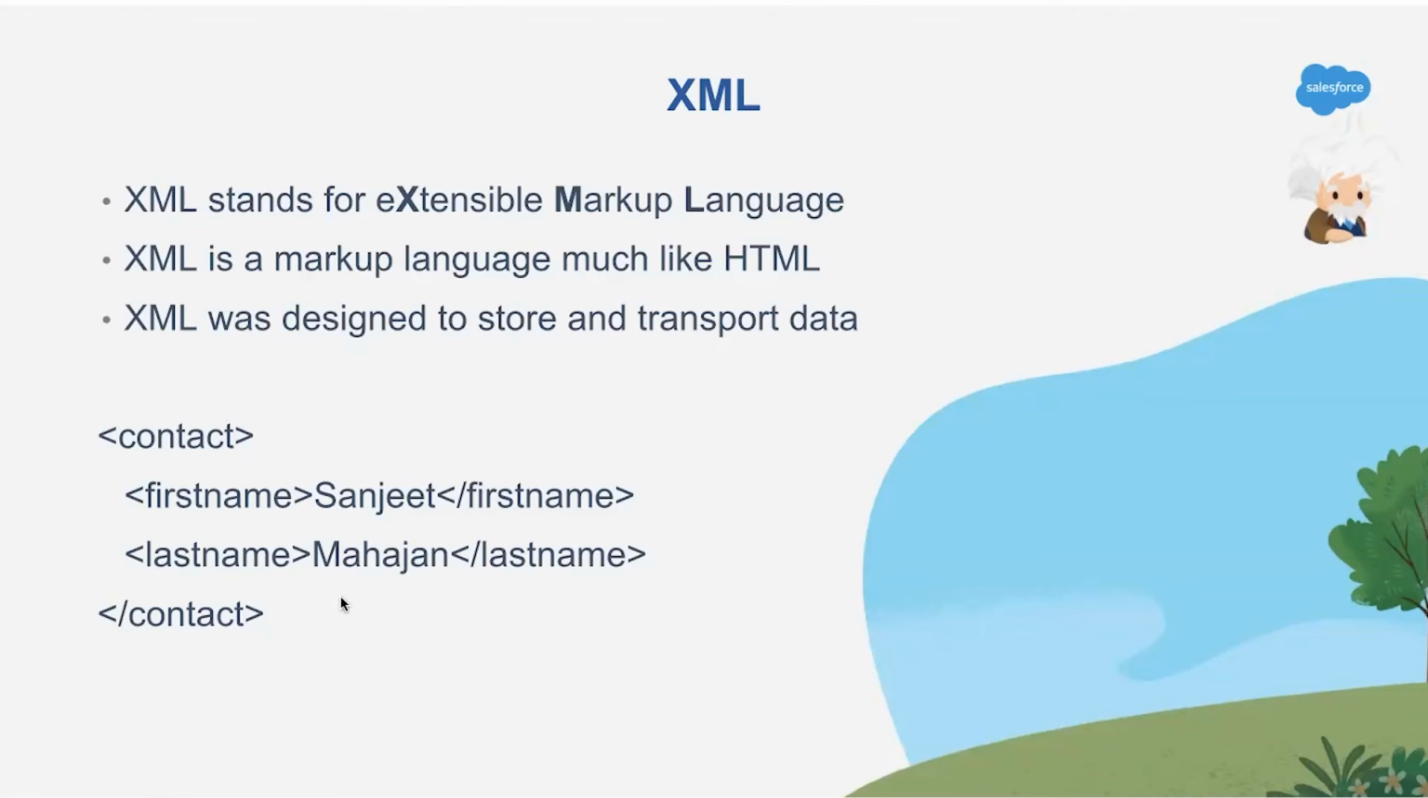So it is more along the lines of HTML, and XML is mainly used with SOAP APIs. SOAP APIs function heavily on XML. And it was again designed to store and transport data, similar to JSON. These two languages can be used, JSON as well as XML, but they have their own different use cases.